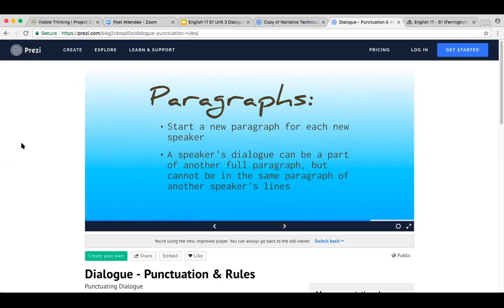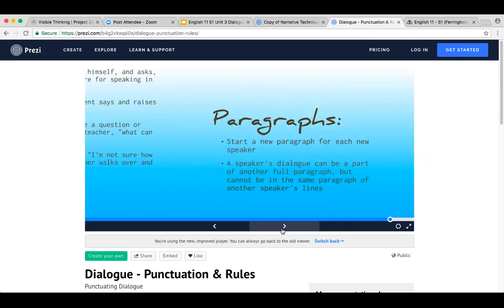And this is really important and something that I see sometimes students not doing correctly: you have to have a new paragraph for each new speaker. When you're looking at your narrative essay, you're going to see that it has to be 5 paragraphs. That does not mean 5 little chunks of dialogue, but you do need a new paragraph every time a new speaker talks. A speaker's dialogue can be part of another full paragraph, but it can't be in the same paragraph as another speaker's lines.